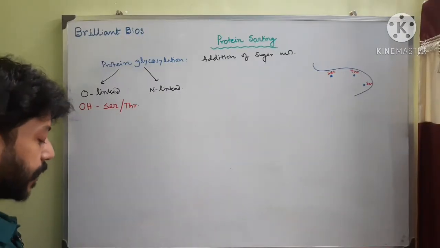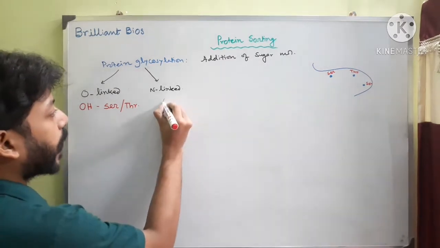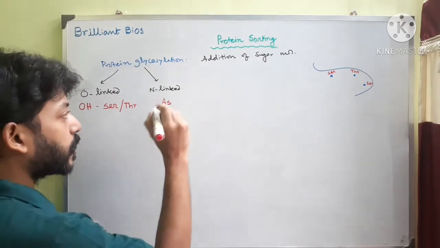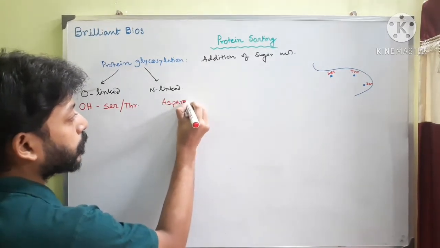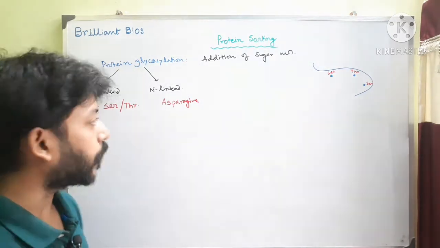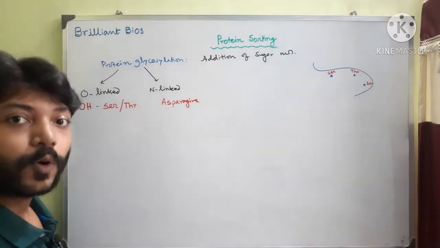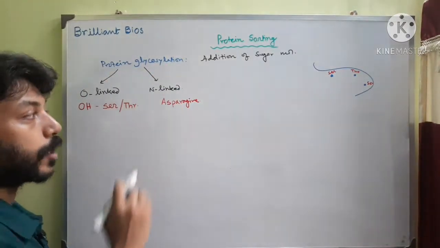And what is N-linked? In case of N-linked, there is an amino group present of asparagine amino acid. So you must remember asparagine. This amino acid has an amide nitrogen. So for that reason it is called N-linked oligosaccharide addition or protein glycosylation.